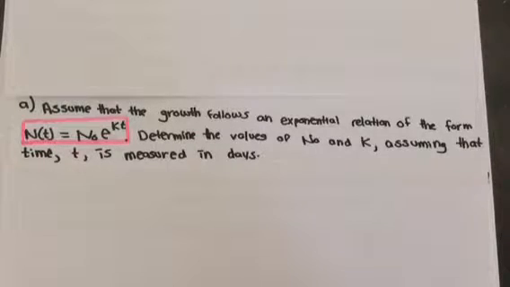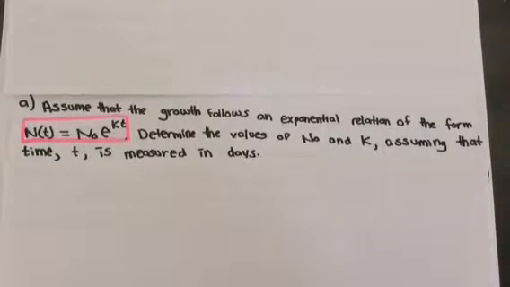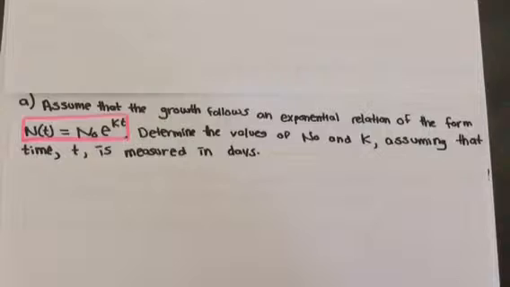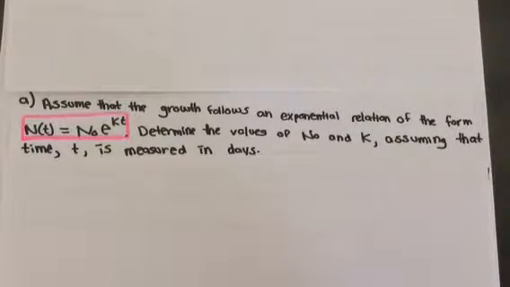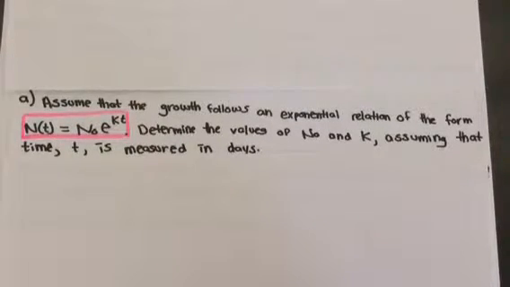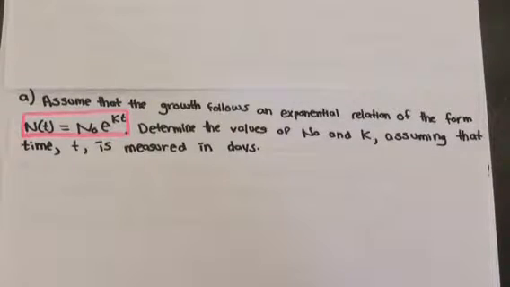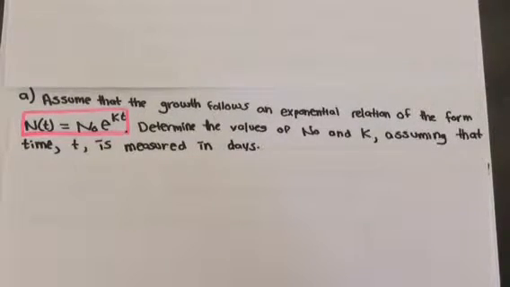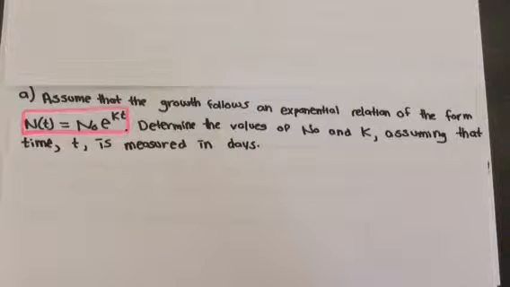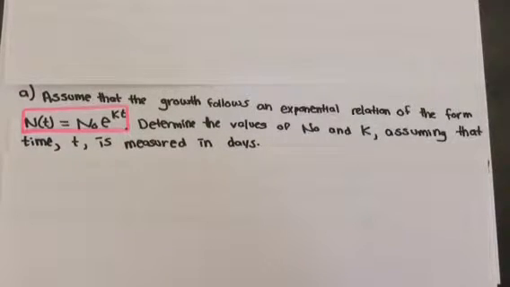Letter A asks us to assume that the growth follows an exponential relation of the form N of t equals N0 times e to the power of k times t. It says then to determine the values of N0 and k, assuming that time t is measured in days. This question is very important for us to answer questions B, C, and D.